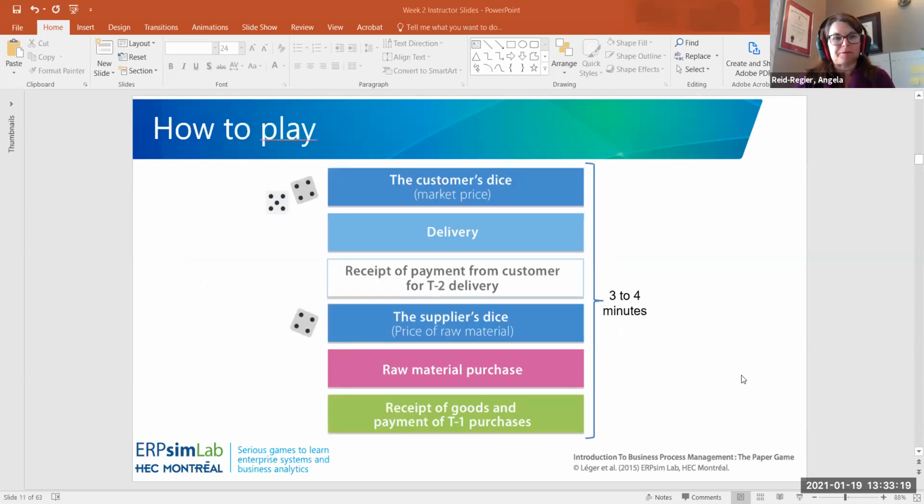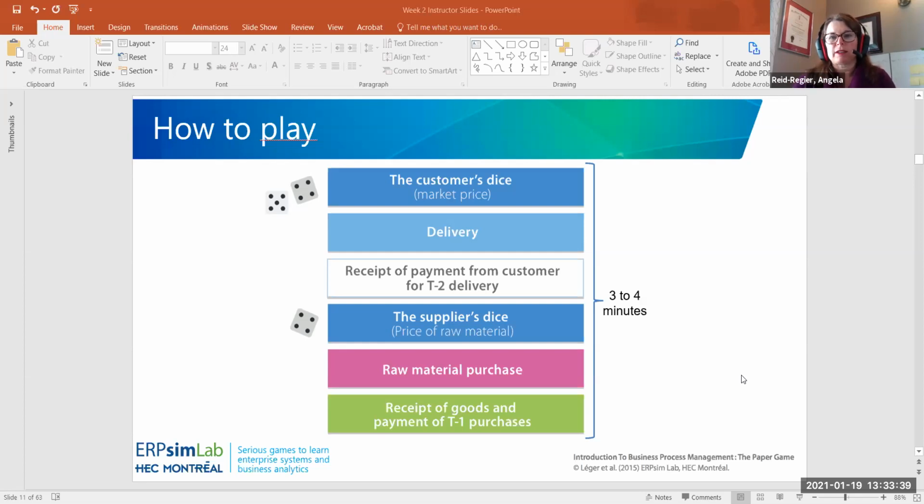So how we play. The first thing we're going to do is roll 2 dice. The 2 dice that we roll will be the customer's market price, so what they'll pay to us. If I rolled this one, this is 8. So for every smaller piece of paper, they'll pay $8.